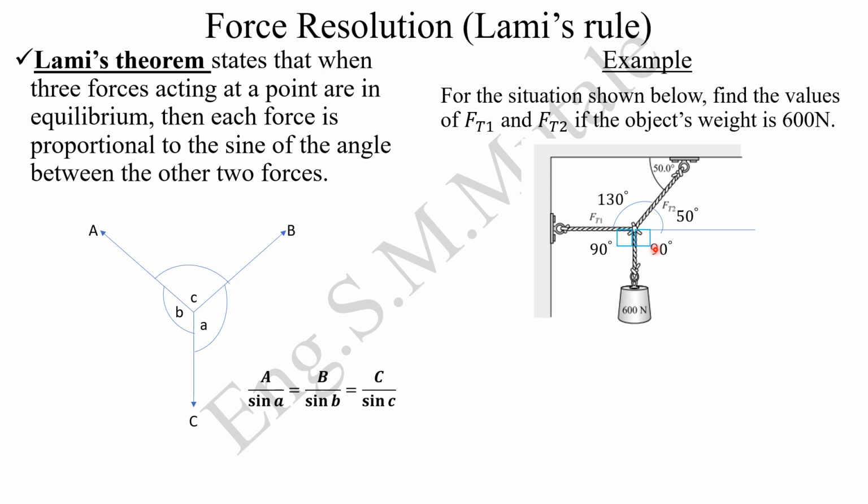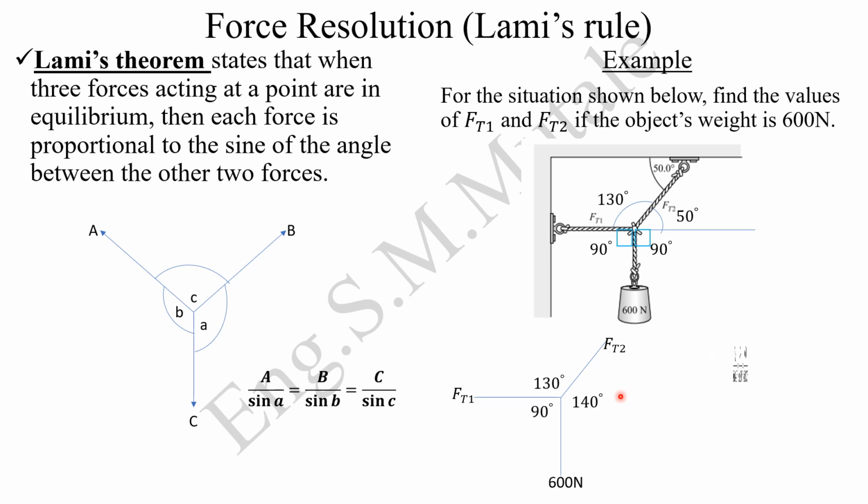So if we have this, we can easily come up with that now, with the forces Ft1, Ft2, and the weight itself, which is 600 Newton, and the angles. We have the angle which is 130 degrees there. We have the angle 90 degrees, but the angle here is an addition of two angles, the 90 degrees and the 50 degrees. So the angle there is giving us 140 degrees.